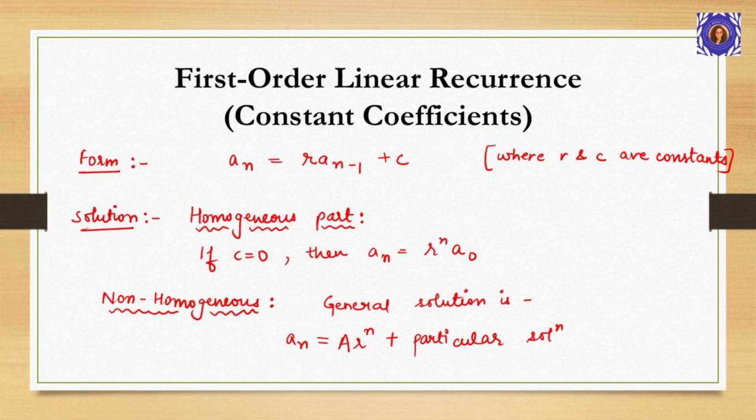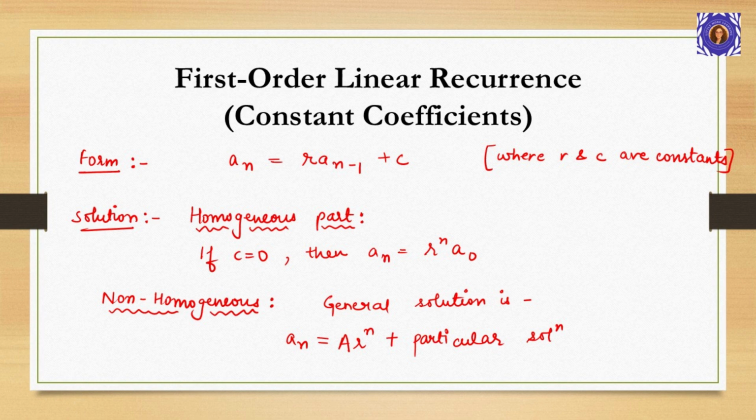Let's focus on first-order linear recurrence relations with constant coefficients. These have the form a_n equals r times a_{n-1} plus c, where r and c are constants. To solve these, we need to consider two parts. The homogeneous part, when c equals 0. The particular solution, to handle the constant term.